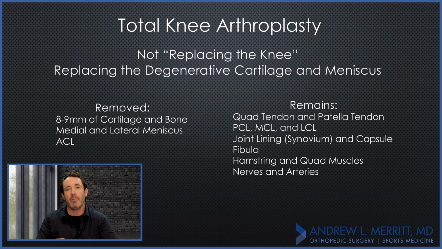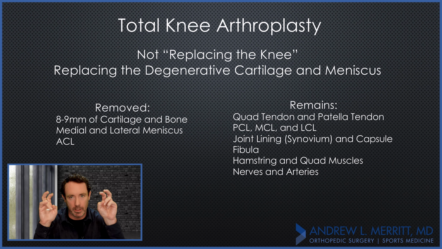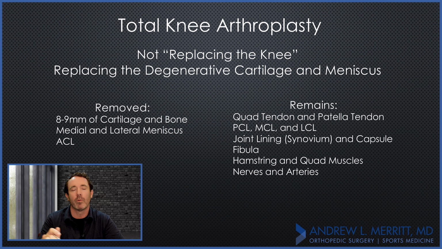So even when we do a total knee arthroplasty, we're not actually replacing the knee. The term is a little bit wrong. A total knee arthroplasty, again, just means the three compartments. What we're replacing is the degenerative cartilage and the meniscus. What's removed is only about 8 or 9 millimeters of bone, so less than a centimeter of bone on each side of the knee. The menisci, generally because they're torn up anyway, we get those out of there, and the ACL because it's in the way of the implant that we put in. All of this stuff remains. So the vast majority of your knee still remains in there.